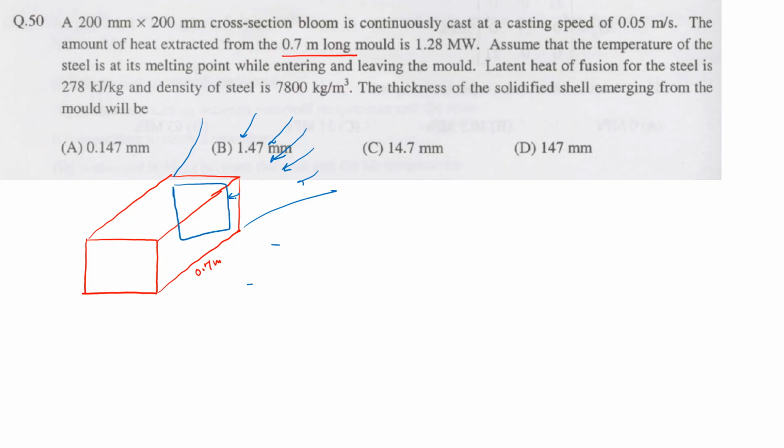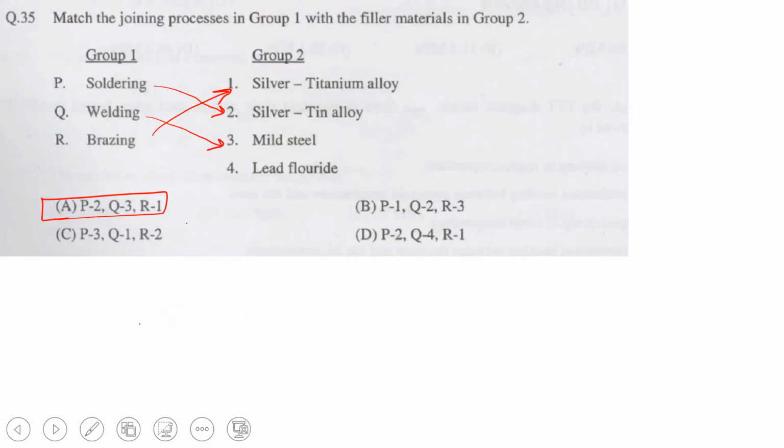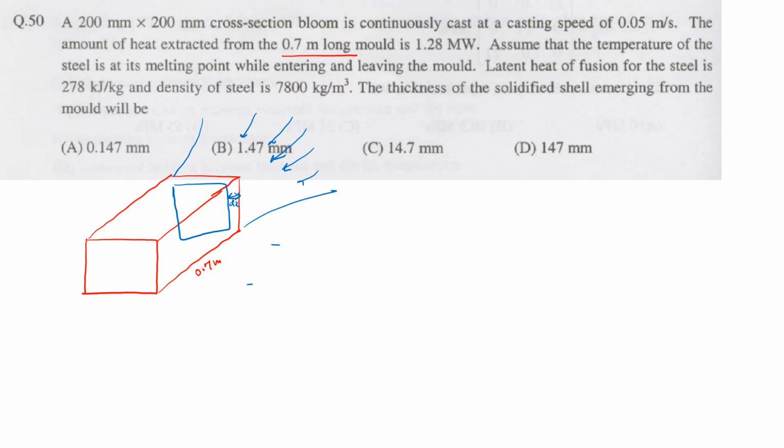Initially it gets some thickness, and this thickness will keep on increasing and ultimately we can get this solidified region. This whole region should be solidified like this. From this mold it is basically getting out, and when it gets out, it forms some shell, that means it is not getting completely solidified.